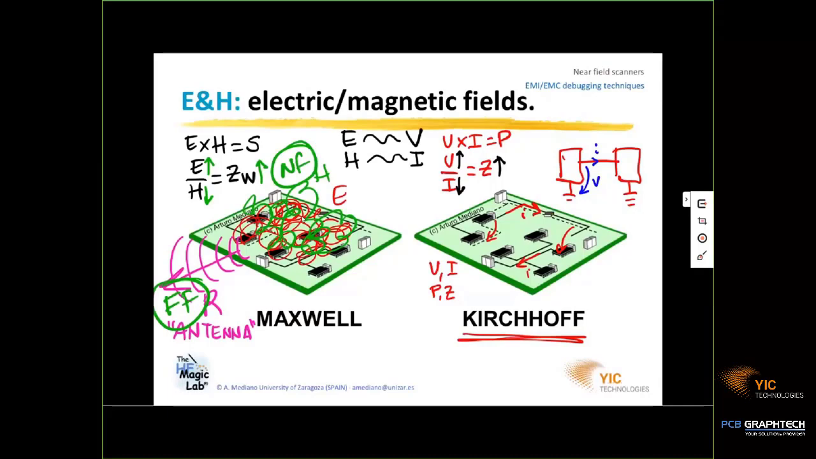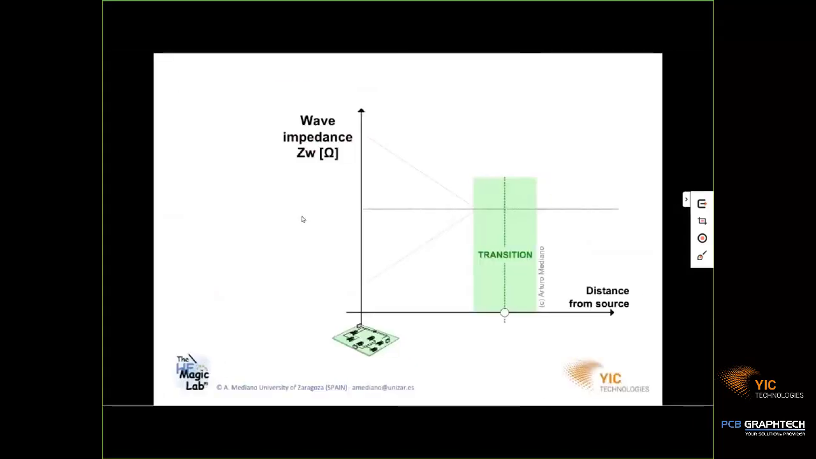The close or the far concept is related with the frequency of the signal, and this is what we can plot here. We are going to plot how much is the wave impedance. Remember, the wave impedance is the ratio between the electric and the magnetic field. And consider that this is the circuit that is creating the signal that is being radiated at some distance.